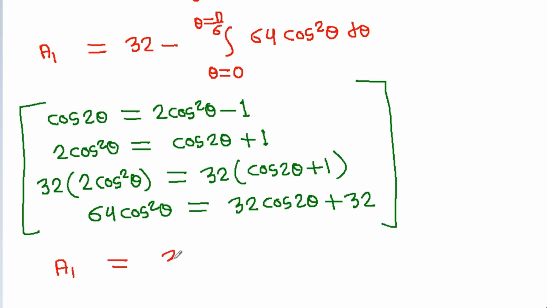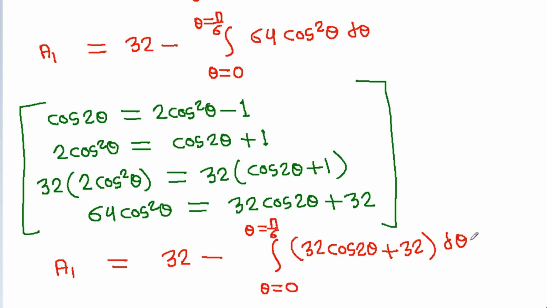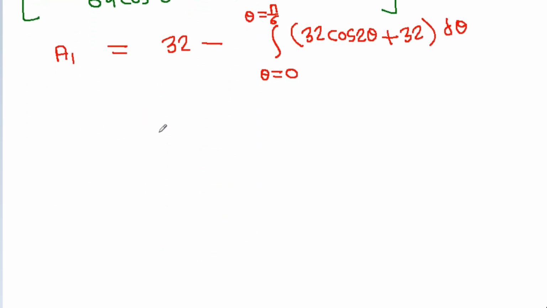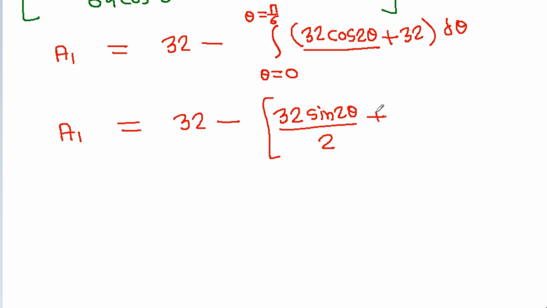A1 is equal to 32 minus the integral from theta equals 0 to theta equals pi by 6 of (32 cos 2 theta plus 32) d theta. So A1 is equal to 32 minus, and the integral of 32 cos 2 theta d theta will be 32 sin 2 theta by 2, plus the integral of 32 d theta, which will be 32 theta, from theta equals 0 to theta equals pi by 6.